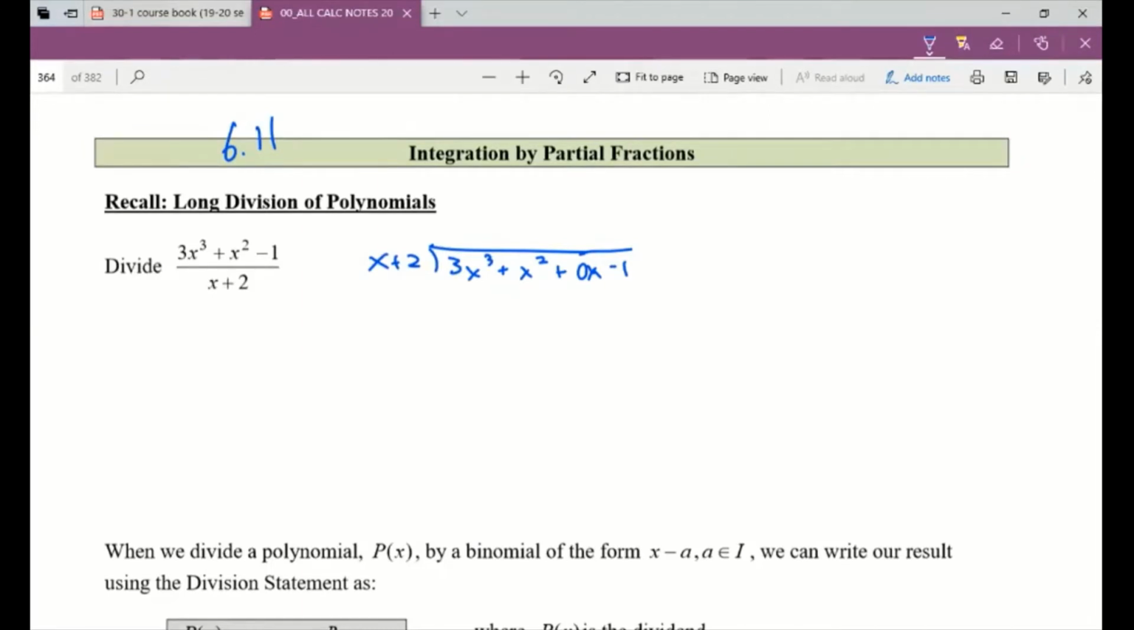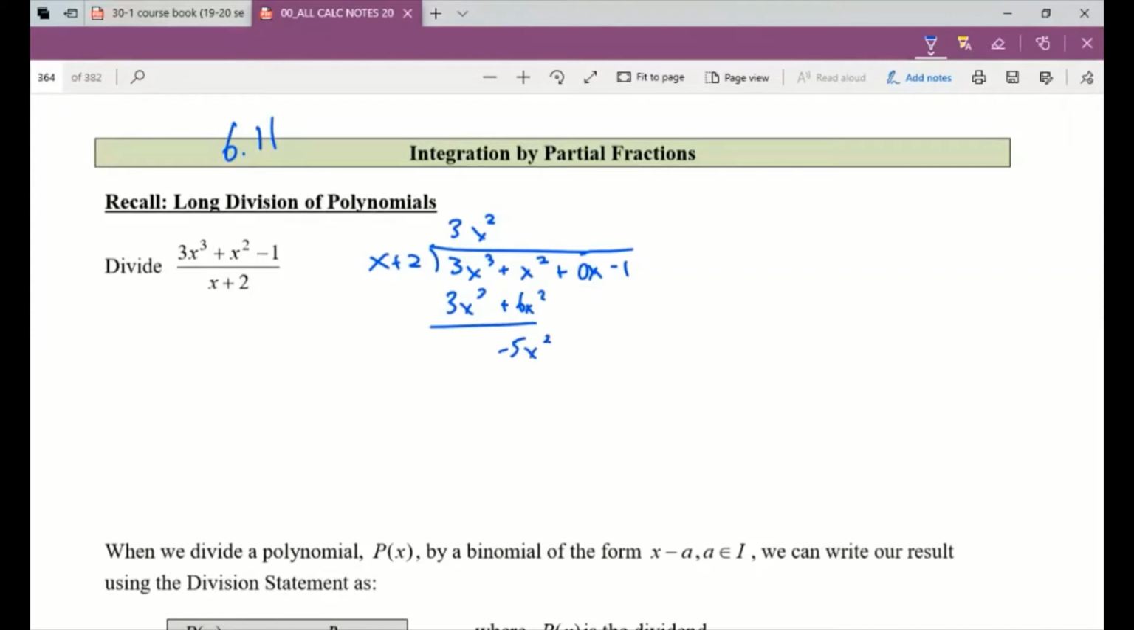X goes into 3x cubed 3x squared times. Multiplying that back by our binomial makes this 3x cubed plus 6x squared. And when we subtract, please pay attention to subtracting. If we had negatives in here, be aware of that. This ends up being minus 5x squared. This is why we have that plus 0x term in here, and this ends up being minus 5x is our next term. Negative 5x times x is negative 5x squared. Negative 5x times 2 is minus 10x.